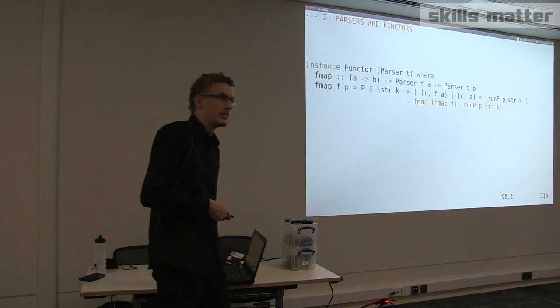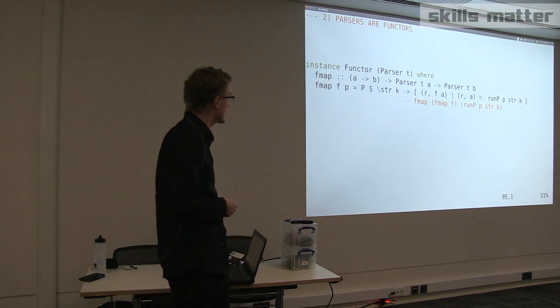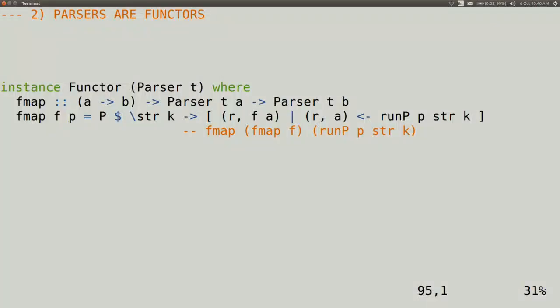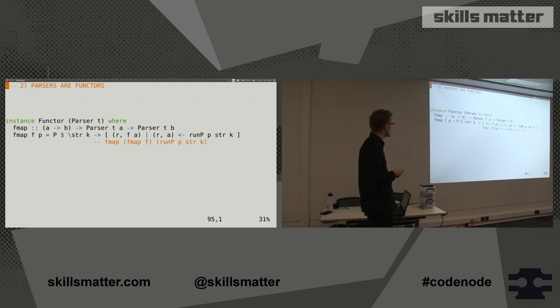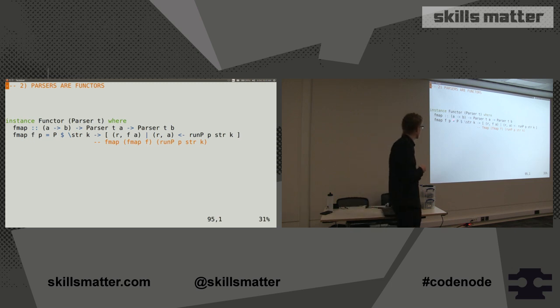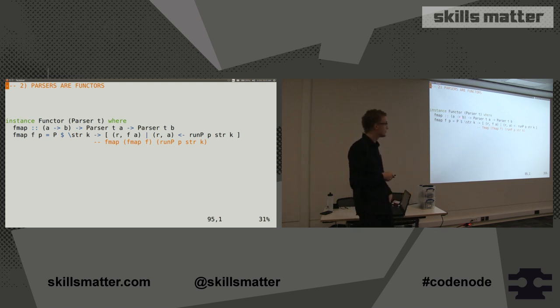Now we can observe that such a parser is actually a functor by giving an fmap definition. If we look at the type, where I specialize the type here just for parsers, we can see that if we have a function for transforming A's into B's, and we have a parser that produces A's, then we can produce a parser that produces B's. We do that by running the parser on the same input string and the same pivot k, and whatever result we get, we return that result, but now we have applied our transformer function to the result A.